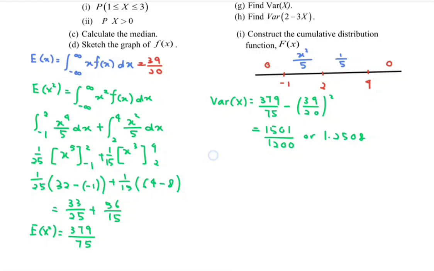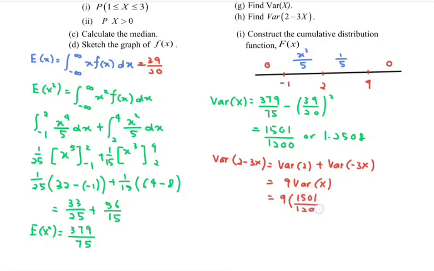Continue. Variance of 2 minus 3X. Based on the properties, we have the variance of 2 plus the variance of negative 3X. So in here we will have 0, and then we have 9 multiplied by the variance of X. So 9 multiplied by 1501 over 1200 gives 4503 over 400, or we can say 11.2575. So that is the variance of 2 minus 3X.